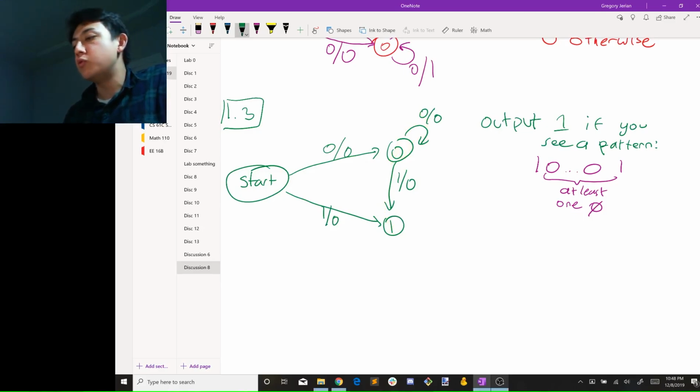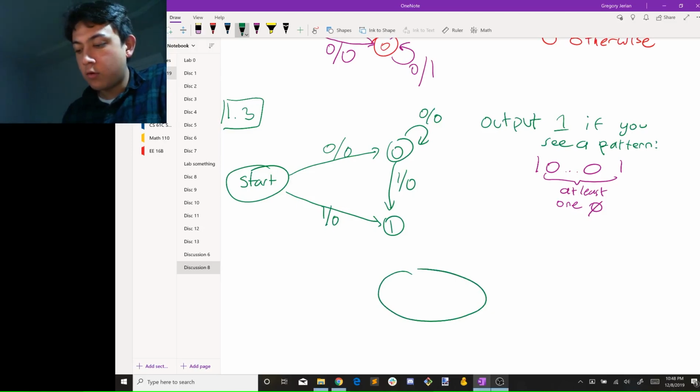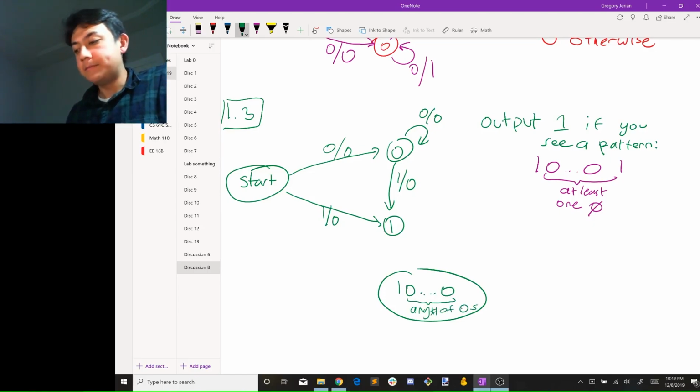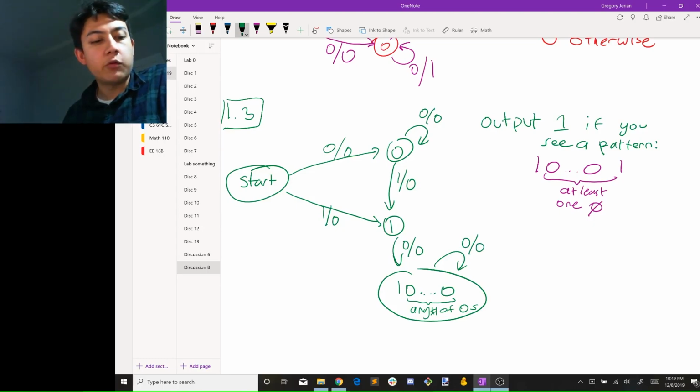Well, we need to come up with a new state, obviously. So what I'm going to do is call this new state 1 0 ... 0, and here I'm going to write any number of zeros. You can call these states whatever you want, right? And we're going to get here just by getting a 0, and we're going to stay here if we keep getting zeros. So this is perfect, right? This is exactly what we wanted.